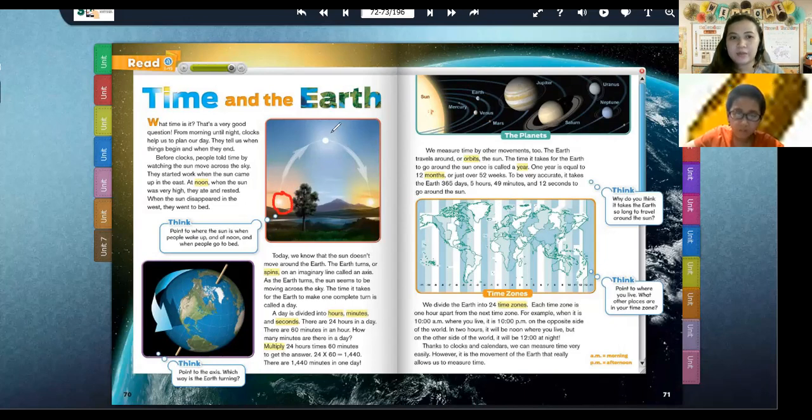And when the sun reaches up here, across the sky, it means that it's time for them to rest and eat their lunch. They call that noon because the sun is very high. And when the sun will set or disappear, that's the time that they will go to bed.